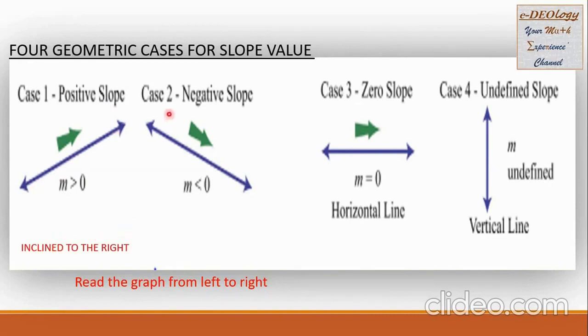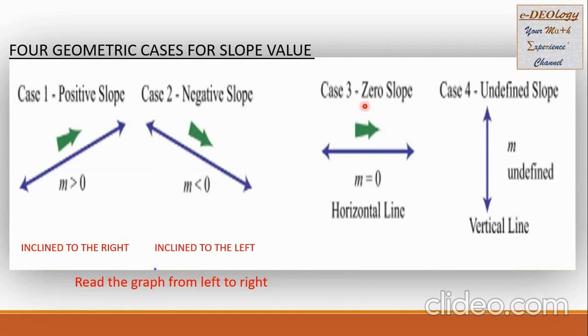Case 2 is when we have negative slope. Our symbol is m is less than 0. Again, we are going to read the graph from left to right. You see the line? It is like going down. Or we can describe this line to be inclined to the left.